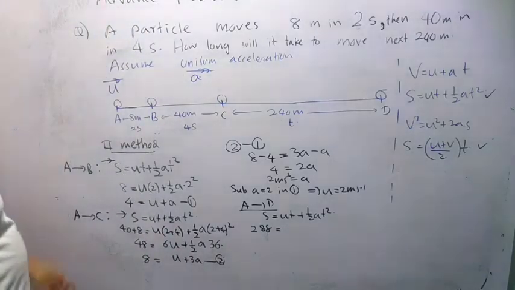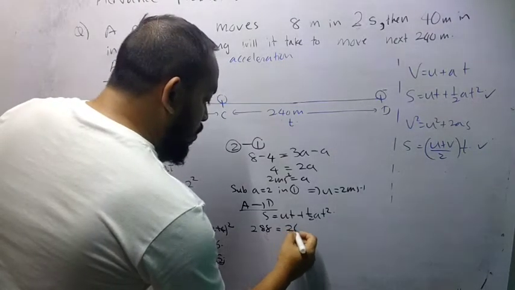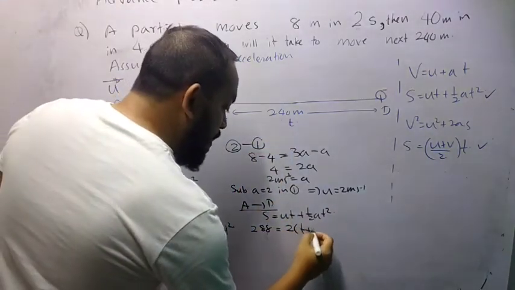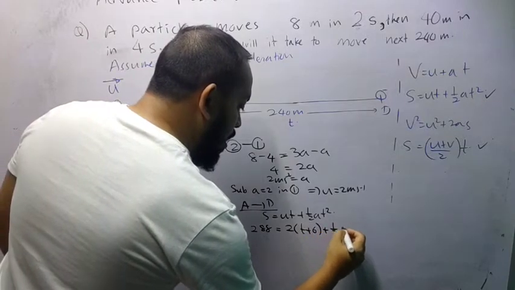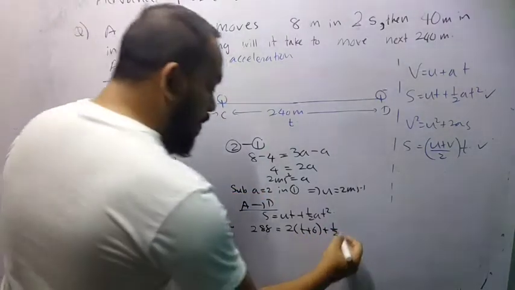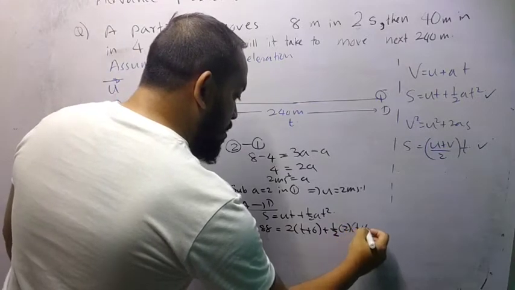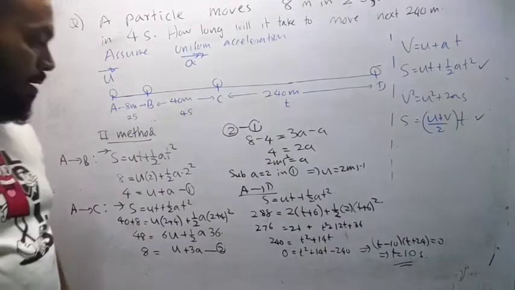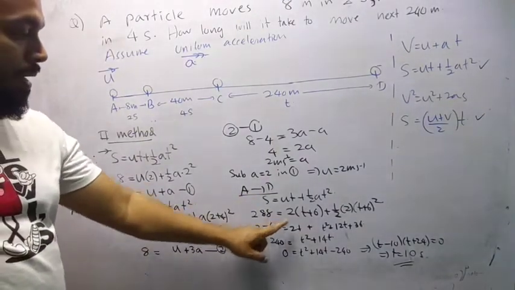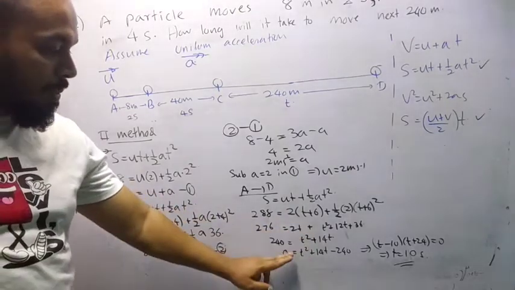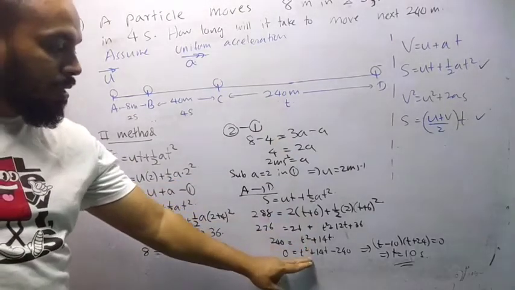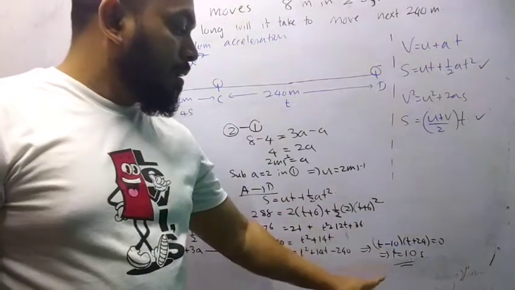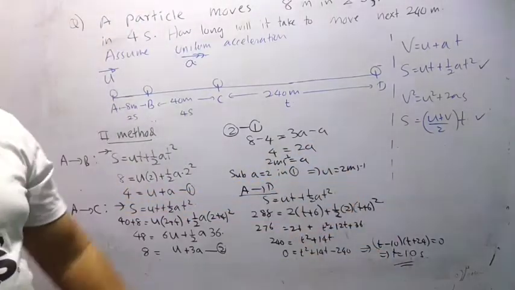equals u is 2 now, times the time, which is t plus 6, plus half a, which is 2, times (t plus 6) squared. Right. So in A to D motion we took 288. After simplifying, do you remember the equation from before? It is t squared plus 14t minus 240. When we factorize, we get t equals 10 and t equals minus 24.